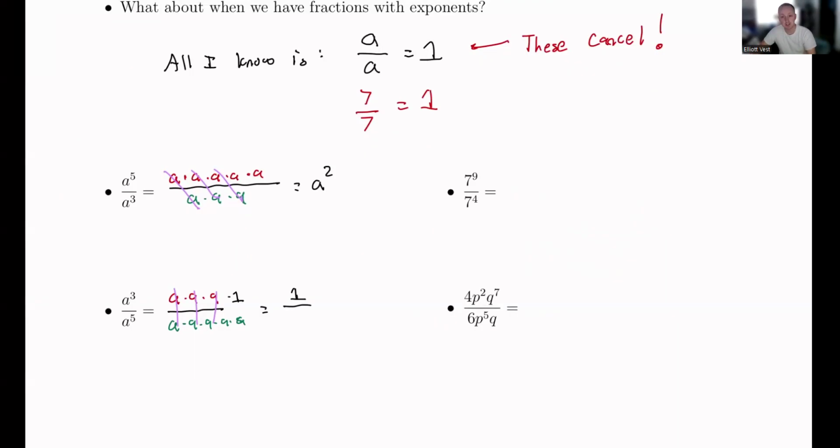On the denominator, I have two a's. So a times a becomes a squared, not 2a. Remember, a times a means we have two of those, which means we have a 2 power for my exponent. There.